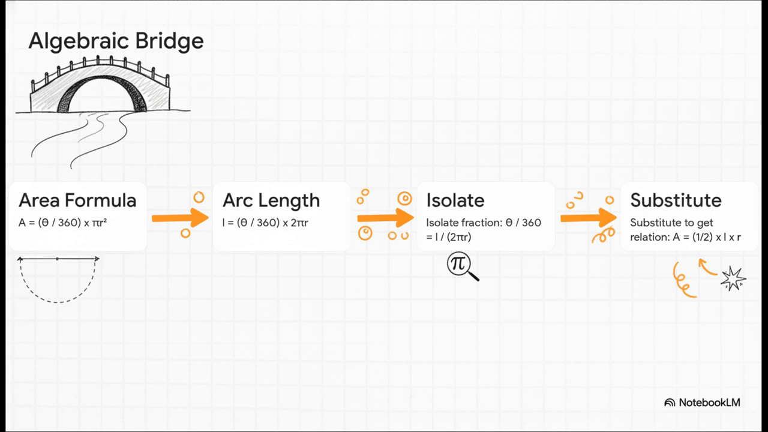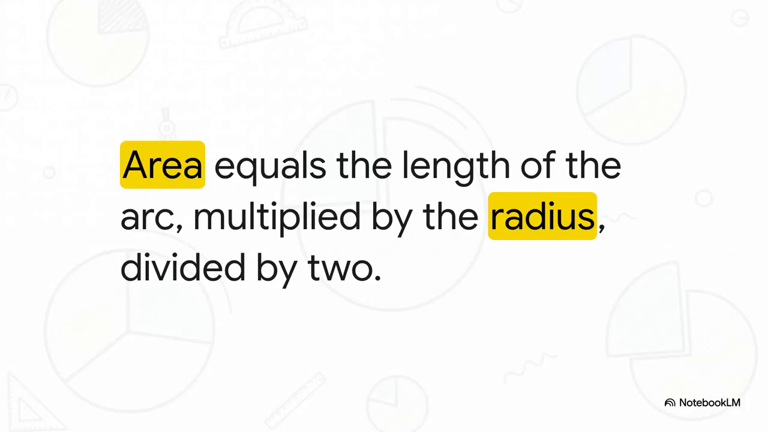If we isolate the fraction theta over 360 in the arc length formula, we get L divided by 2 pi r. If we take that entire value and substitute it right back into our area formula in step 4, the pi cancels out, one of the r's cancels out, and we are left with a wonderful brand new tool. And here it is. Area of a sector equals the length of the arc multiplied by the radius, all divided by 2. Or simply, A equals half LR.